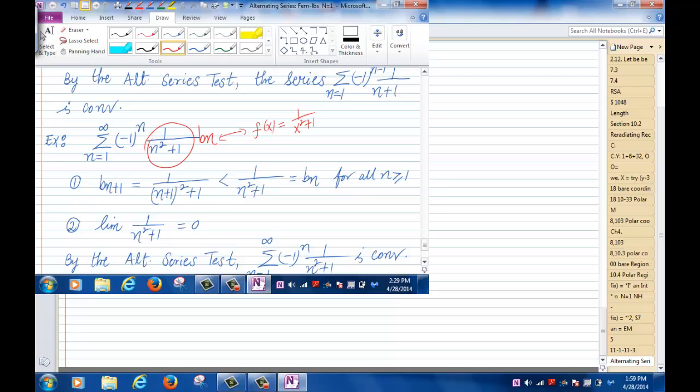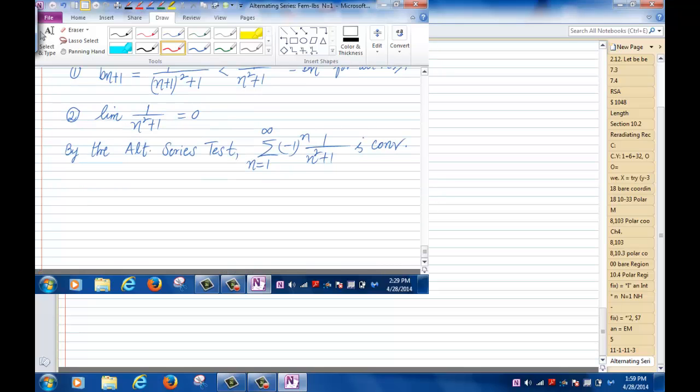So if I have something simple like 1 over n plus 1 or 1 over n squared plus 1, I usually show that the sequence is decreasing directly. But if my function is, say, complicated like log n over n, then I would use the function f and then show that it's decreasing. Am I making sense? So, all right.